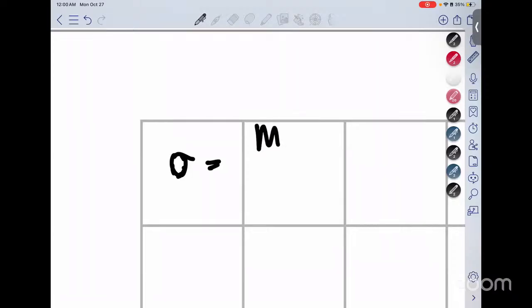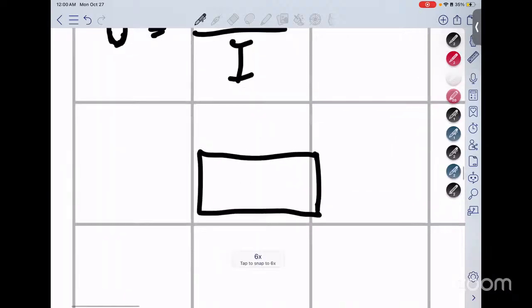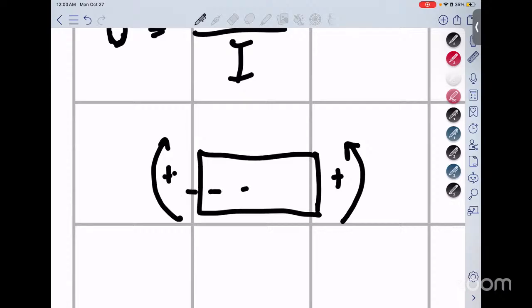This is equal to My over I, where Y is not the centroid, but the absolute position. So we have two scenarios here. If we use the highest positive moment, the centroid is around here, 125. The top part will be compression. The bottom part will be in tension.